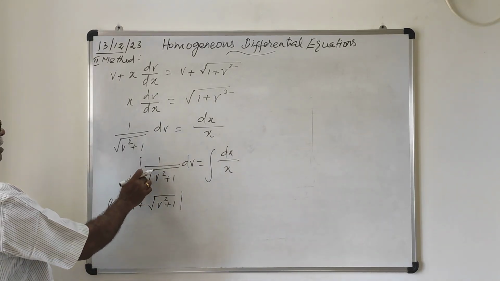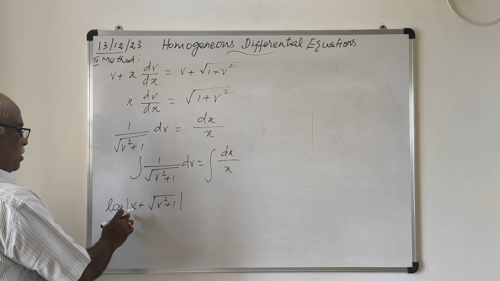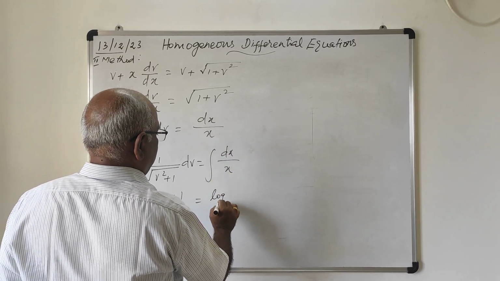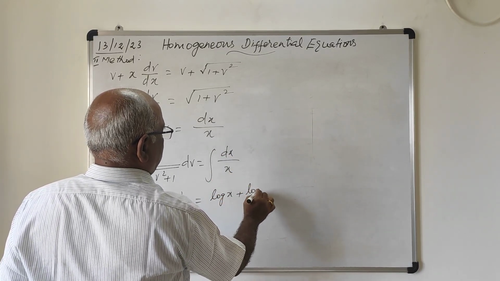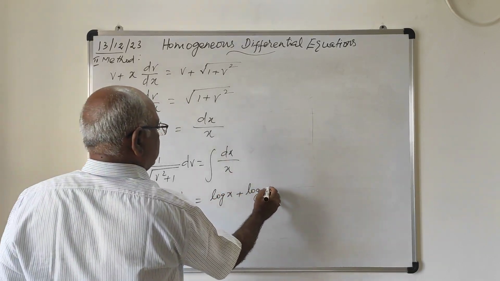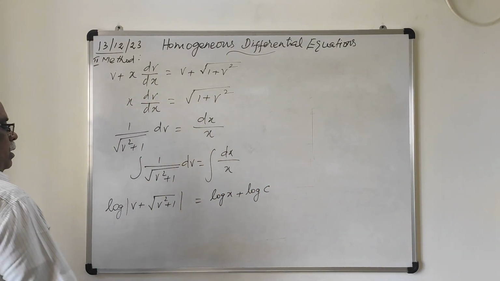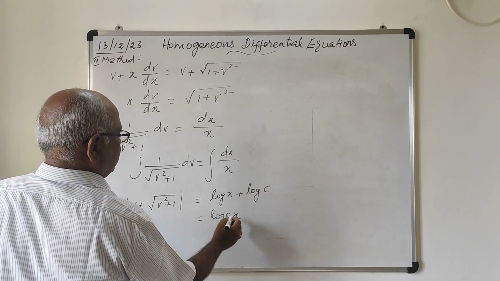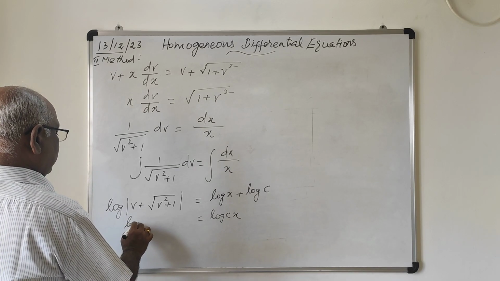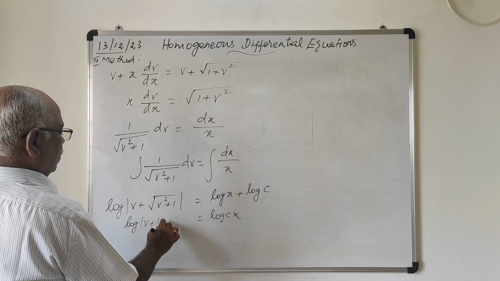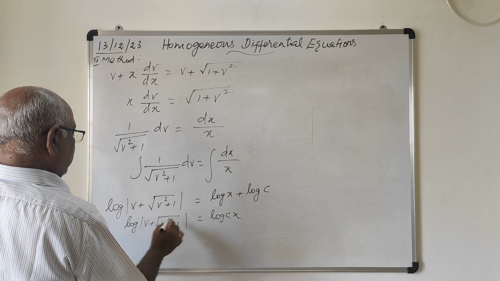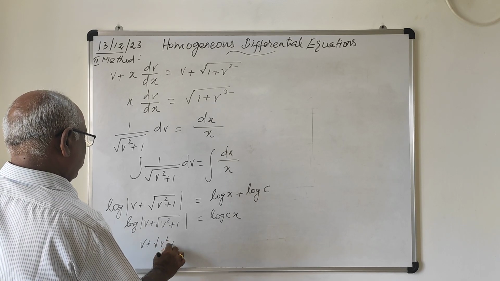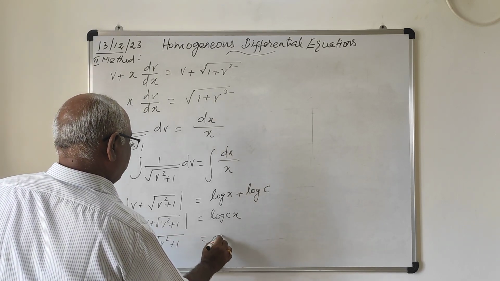Using this idea, the integration of 1 by root of v square plus 1 is log of v plus root of v square plus 1, and the integral of dx by x is log x plus a constant. Since all the terms are logarithms, the constant is also taken as log c. Log m plus log n is log mn, so you write it as log cx. Eliminating the logarithm on both sides, you will get v plus root of v square plus 1 equal to cx.